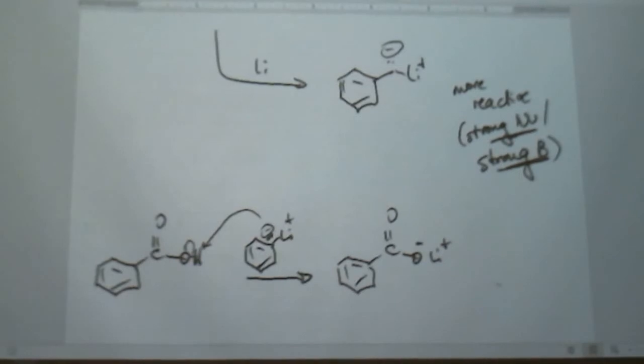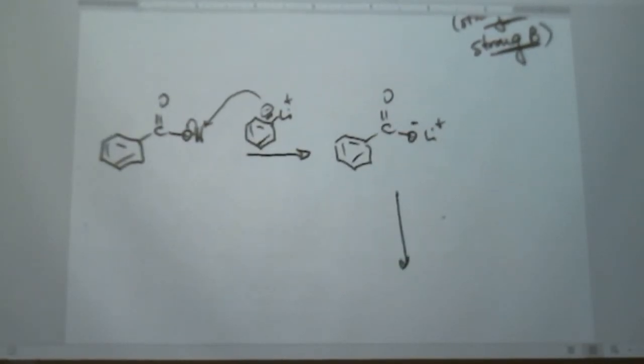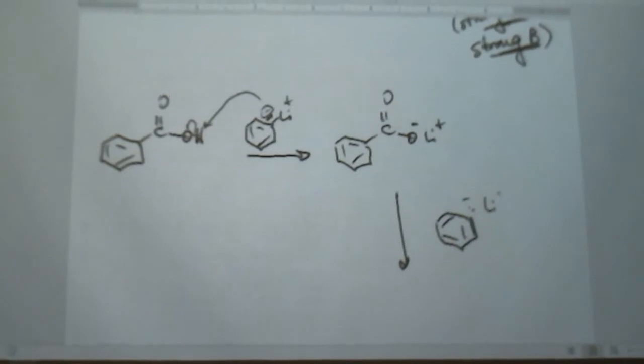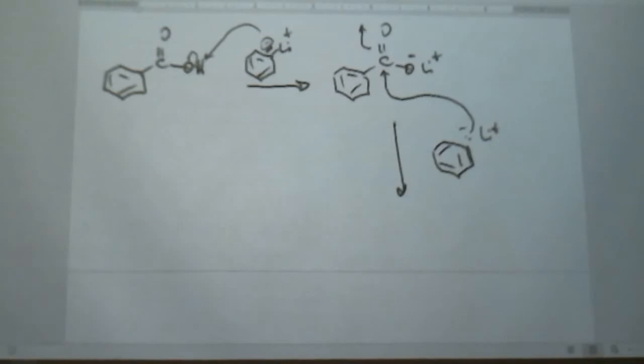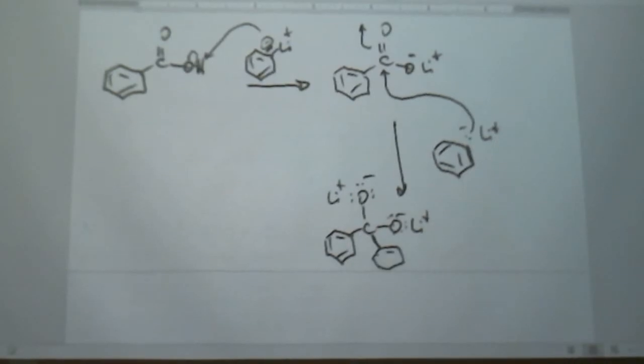But if I put a second equivalent of my organolithium, now there are no more acidic hydrogens, so now my second equivalent is going to act as a nucleophile. And so you're going to form this and have this over here. Until I do something different, this has nowhere to go. So it's going to stay like that.